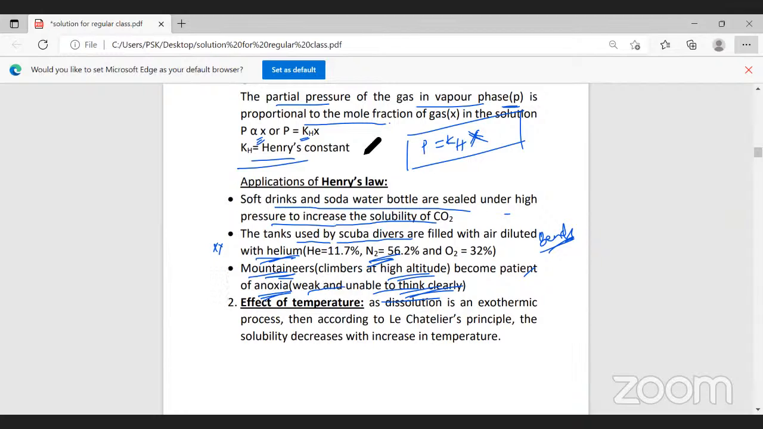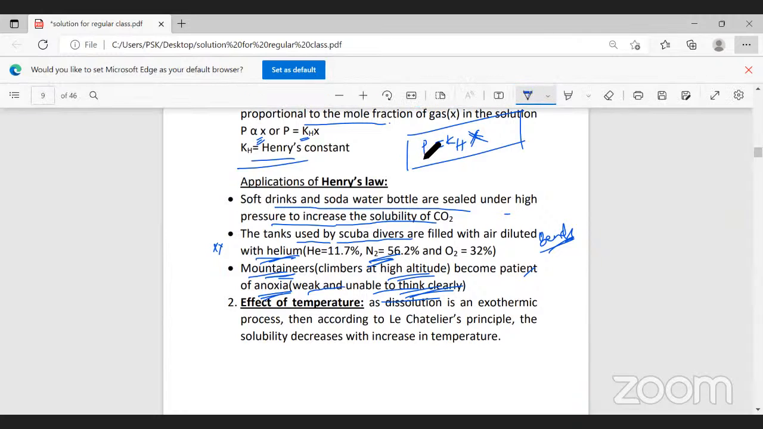That is based on the vapor pressure. Because vapor pressure at higher altitude will be very less. When vapor pressure is less, it means concentration of oxygen is also less, because vapor pressure is directly proportional to mole fraction. Now, in mountaineers' case, vapor pressure is directly proportional to the mole fraction of oxygen. So oxygen decreases there. Therefore, we lose the ability to think clearly and we become weak. That process is called anoxia.